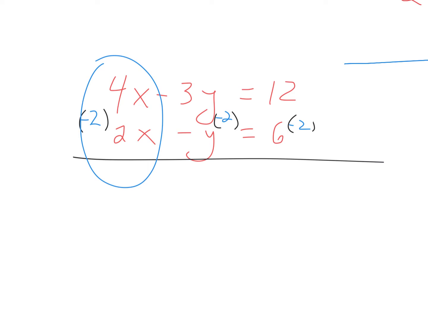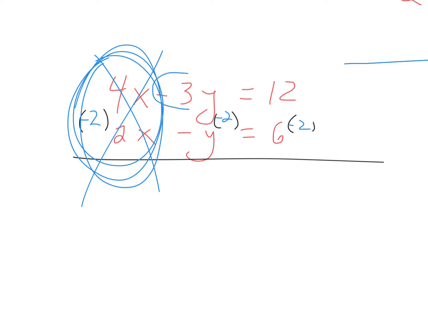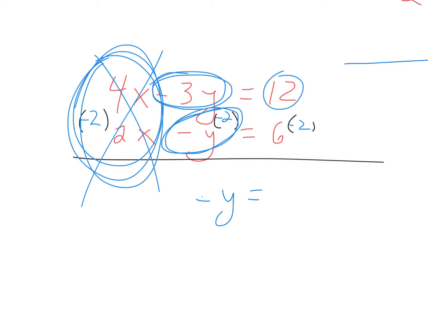Pausing for a second. I hope you actually were able to finish. These two are opposites, +4 and -4, so they're gone. This was a -3. I hope you noticed that. That was a -3, and this is a +2, so -3y and +2y, because there's two negatives there, makes -y. And 12 and -12 makes 0.